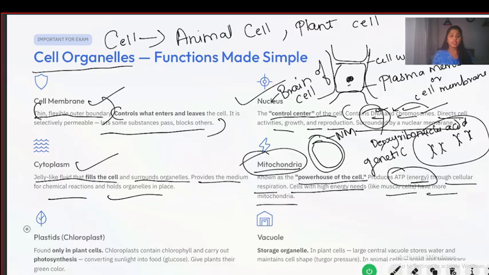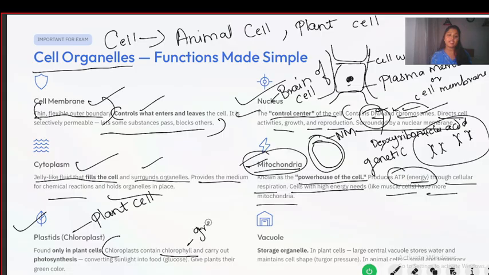Next, plastids. Now plastid is an organelle which is present only in plant cells. Like the cell membrane, cytoplasm, nucleus, mitochondria, these are present in any plant cell as well as animal cell. But plastids are present only in the plant cell. Why are they present only in the plant cell? Because they contain chloroplasts, which have the pigment called chlorophyll. Chlorophyll is a green pigment.